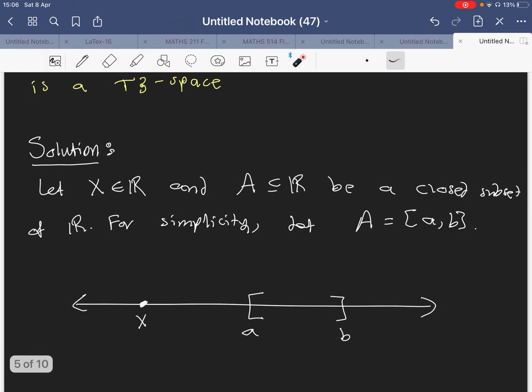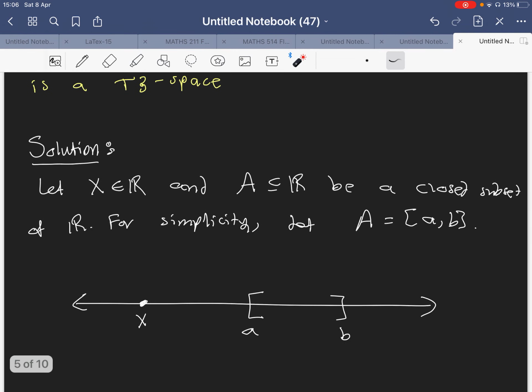Now, what we need to do next is find open sets that contain X. So we need to find an interval containing X, and another open interval that contains AB. Those intervals shouldn't intersect with each other. The best idea is to look at the average between X and A. Of course, there will be something between X and A, because this is closed, and this is X, so we'll find something here.